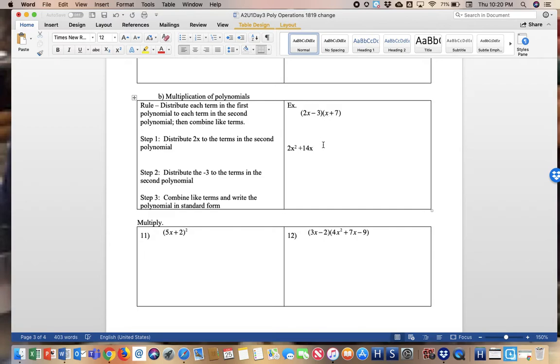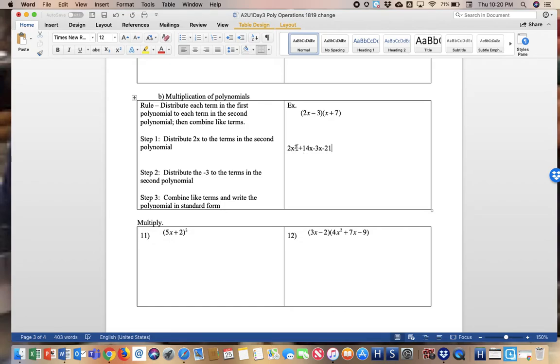So negative 3 times x. Well, again, since there's no coefficient written in front of x, it's implied to be a 1. So negative 3 times 1 is negative 3x. And then we're going to do negative 3 times positive 7. So negative 3 times positive 7 is negative 21. All right, and then last but not least, we're going to combine the like terms and write it in standard form. We're going to go ahead and do this all as one step. So let's look at that.